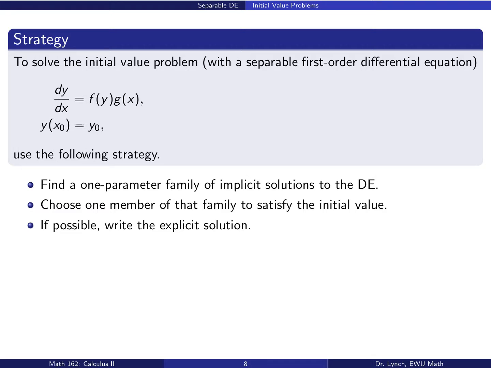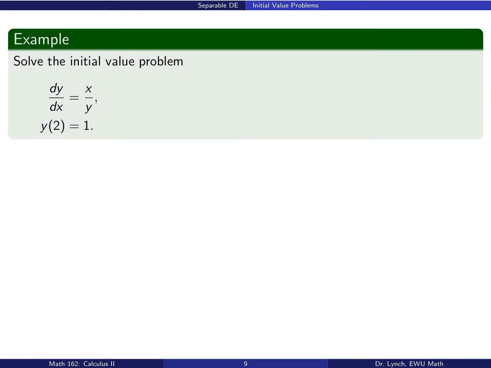So in this case, that unknown function y is a function of x. So we'd like to write y as a function of x. Okay, let's go ahead and see an example here. Let's solve the initial value problem dy/dx equals x over y, where y of 2 is equal to 1.